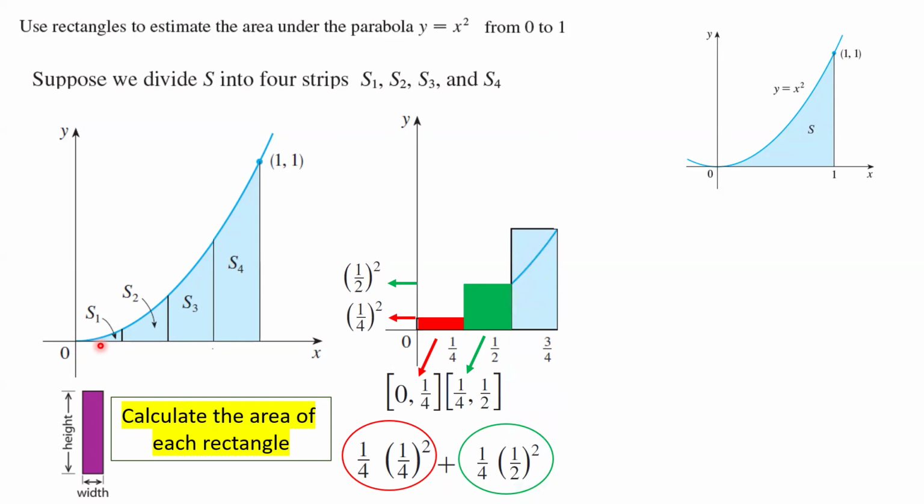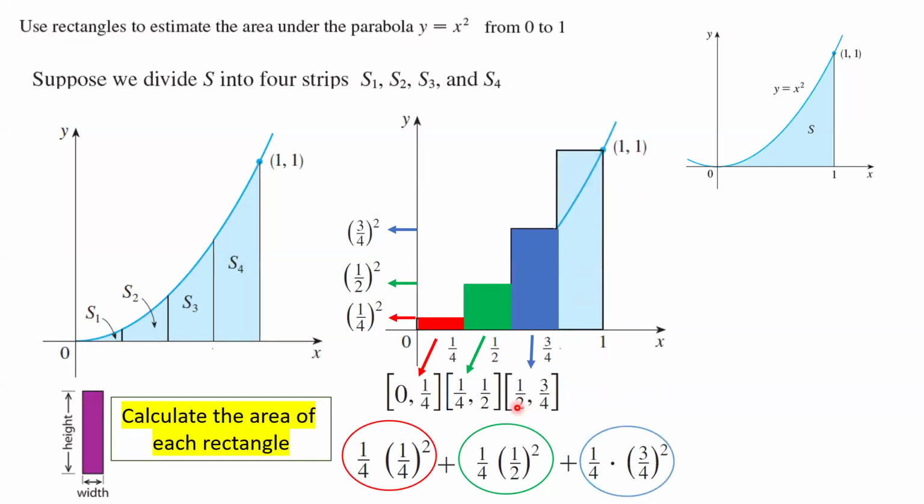Now let us take a look at our third rectangle. It is located on the subinterval 1/2 to 3/4, with the height equal to 3/4 to the second power. Again, to calculate the height, we can just plug 3/4 into the function. So the area is 1/4, which is the length of this subinterval, times 3/4 to the second power. And the last rectangle is this rectangle here.